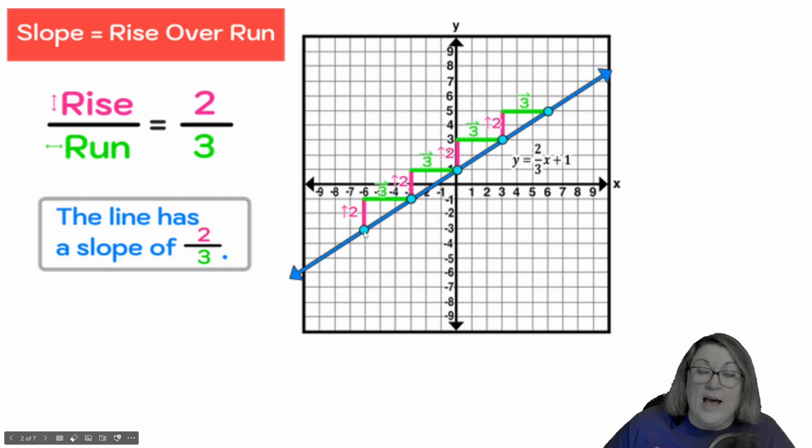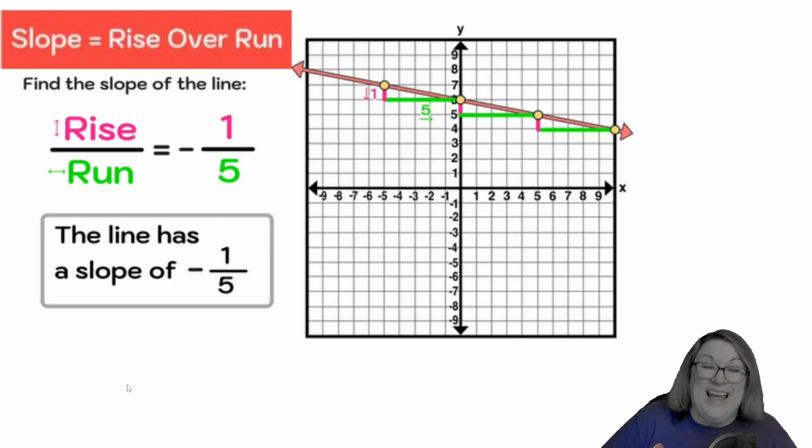But you also have the vertical distance being counted as 2 and the horizontal distance being counted as 3. So you can say the slope of the line is 2 over 3, 2/3. Now, this is also positively sloped. It's moving from left to right upwards.